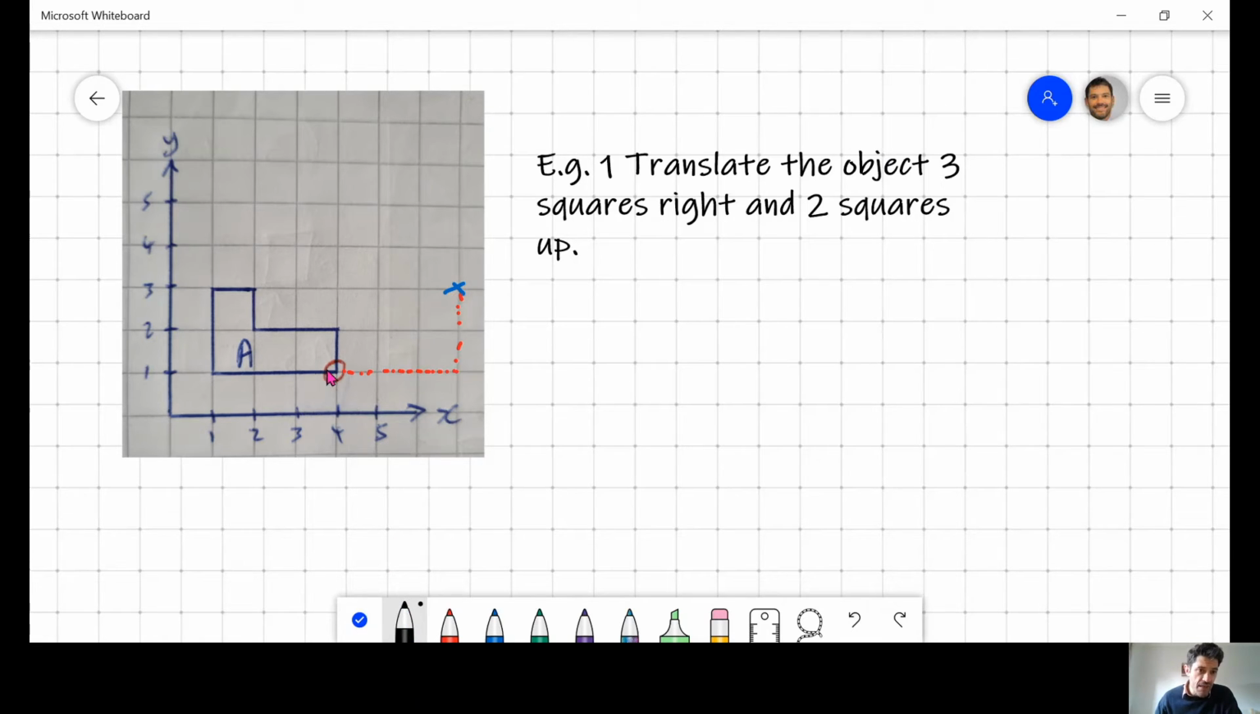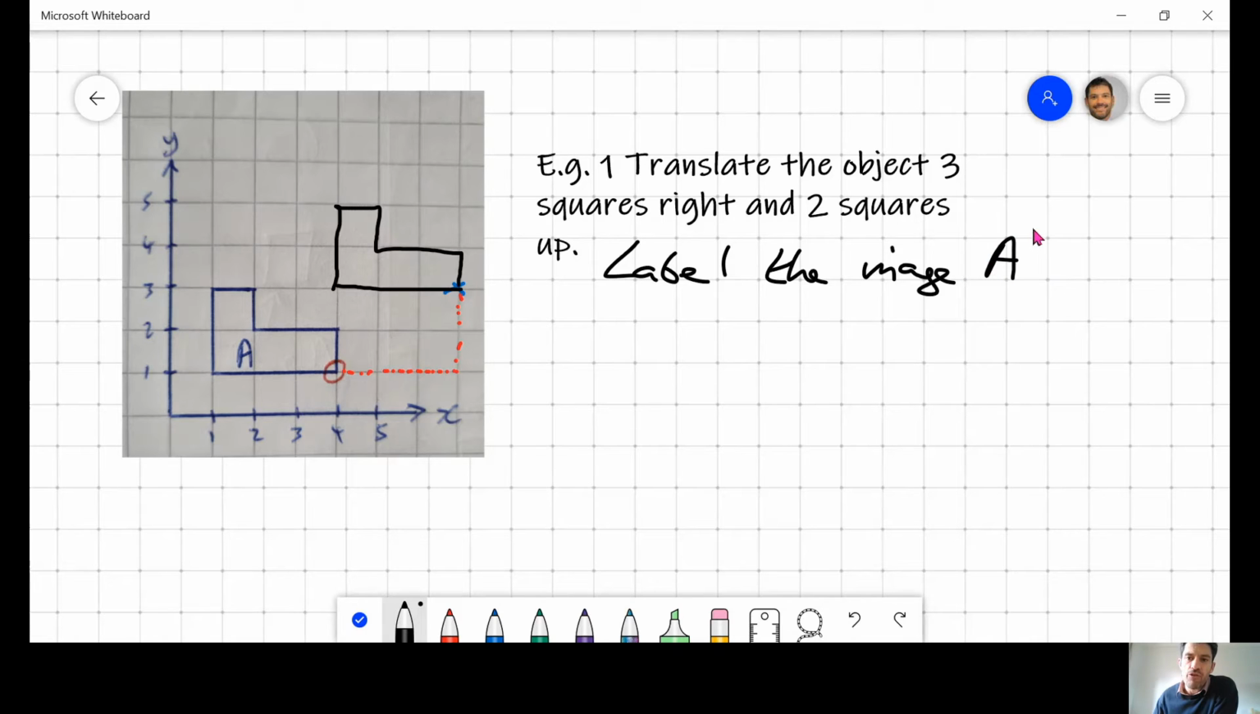Particularly with translations, you don't necessarily have to translate the other corners, because the orientation, meaning which way up it is, stays the same, the size stays the same, and it hasn't been reflected or anything. So you can probably see that the shape goes something like this. It will often say to label the image A apostrophe. It may say B or C or something, but if it doesn't ask for that, we would label this A apostrophe, which basically means the image of A.